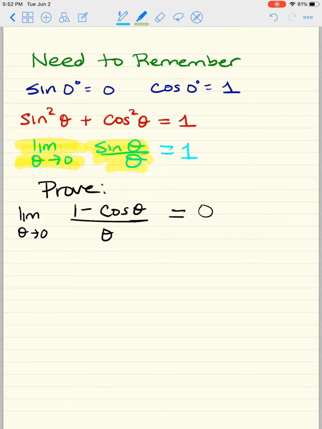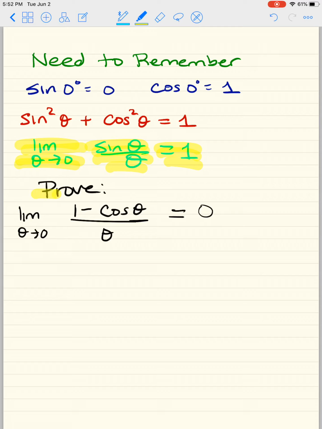In the last video, I showed you that the limit as theta approaches 0 of sine theta over theta is equal to 1. If you didn't have an opportunity to take a look at that, then please do. But right now we're just going to accept that the limit as theta goes to 0 of sine theta over theta is equal to 1. Or if you want to use x, you can just use x.